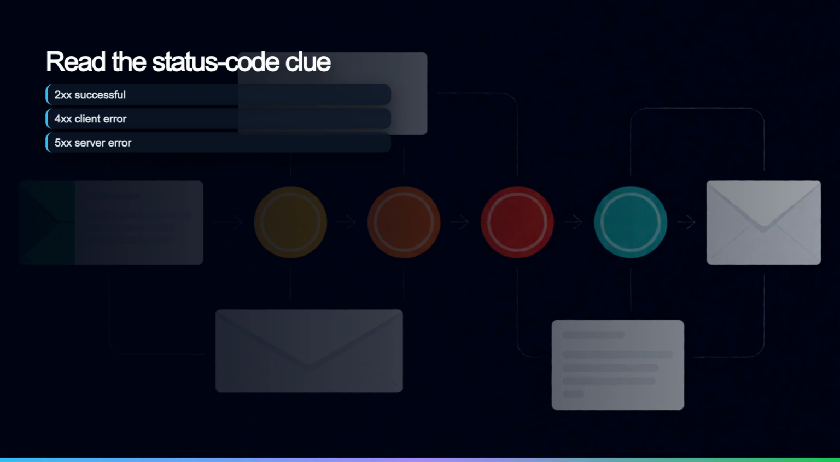Start with its first digit. 1XX is informational, 2XX successful, 3XX redirection, 4XX a client error, and 5XX a server error. Know the landmarks. 200 OK means success. 201 Created confirms a new resource.